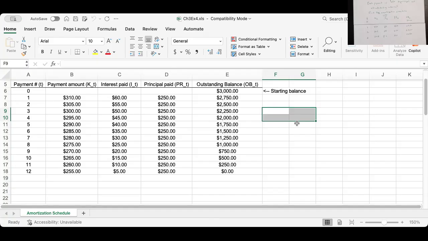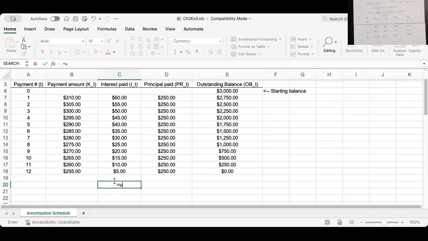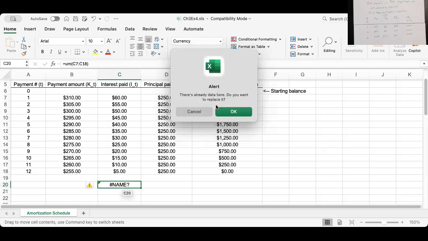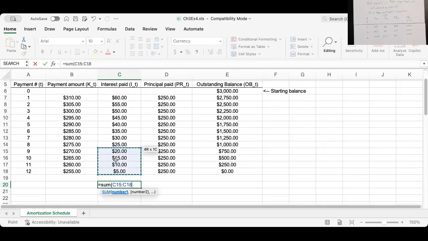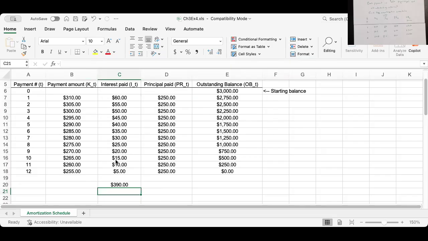This interest paid gives me a decreasing annuity. They're decreasing by an arithmetic amount. I should be able to use DS12. Total interest paid would be the sum of this column. Eek, what happened? I didn't write sum correctly. Sum. Yeah, it helps if I type properly. Here we go.